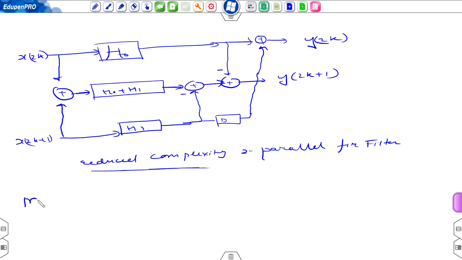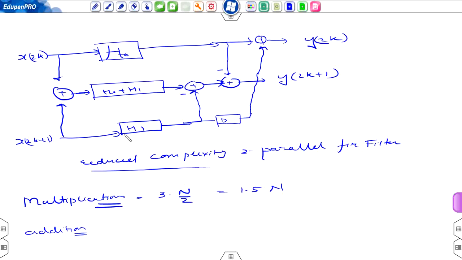So talking about multiplications and additions, okay, they are n by 2 sequences, and each filter will perform n by 2 multiplications. So 3 subfilters will perform 3 into n by 2 multiplications, that is 1.5n, and additions.